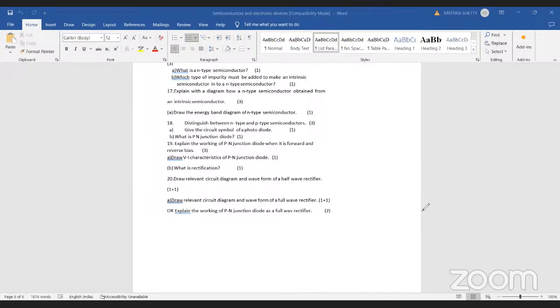A rectifier is a device which converts AC into DC, and the process is called rectification. We have two types of rectifiers, the half wave rectifier and the full wave rectifier. What is a half wave rectifier? In a half wave rectifier we use only one diode. In a full wave rectifier we use two diodes. In a half wave rectifier only half of the cycle is converted from AC into DC.